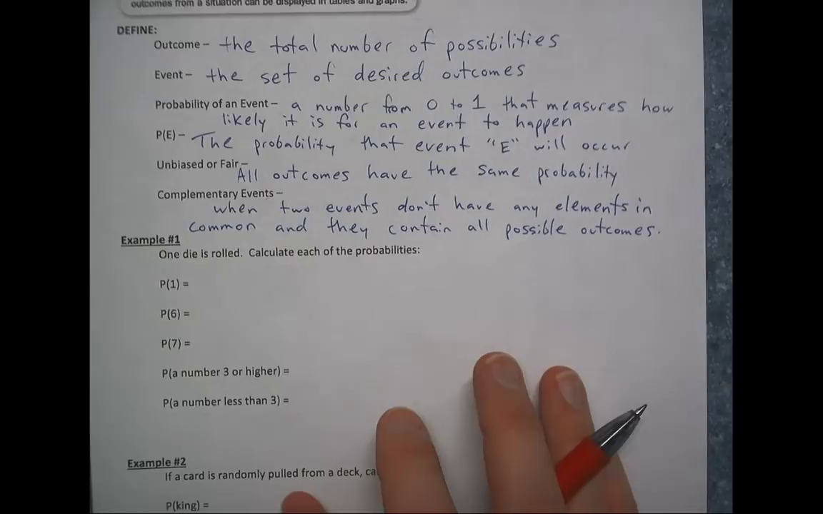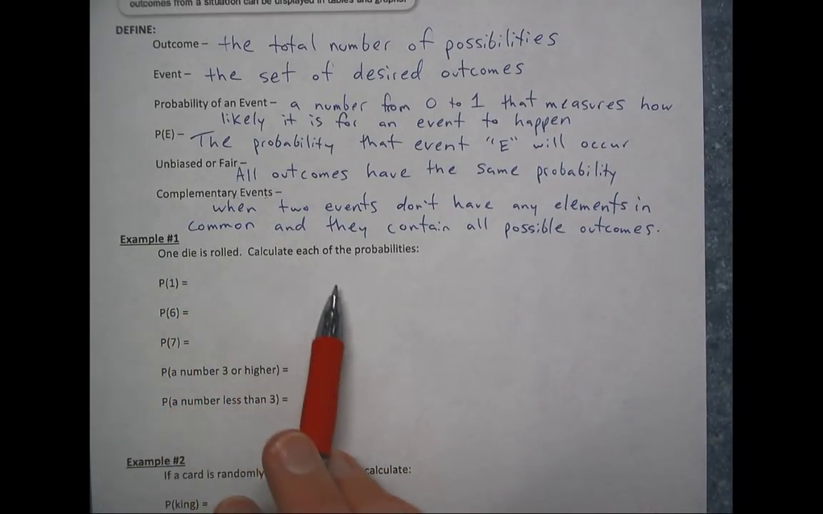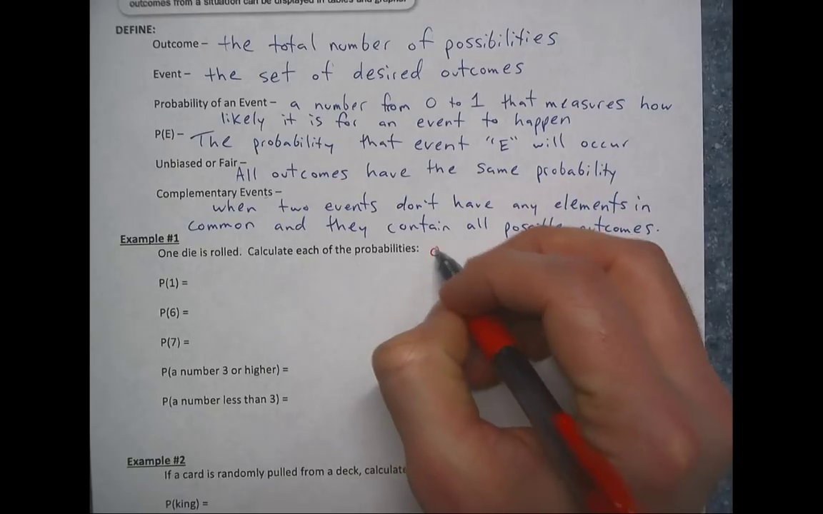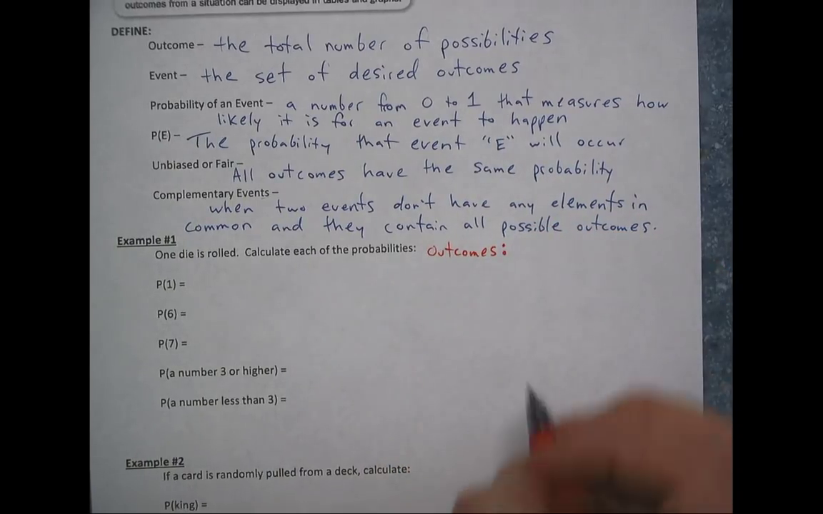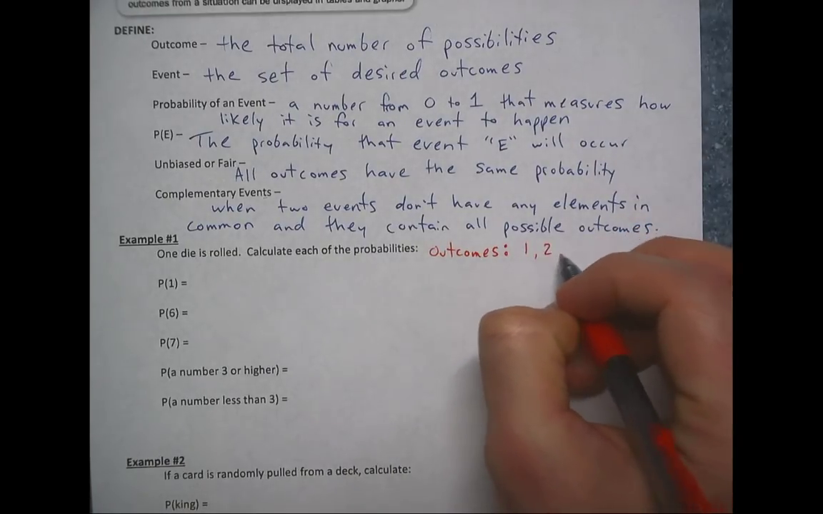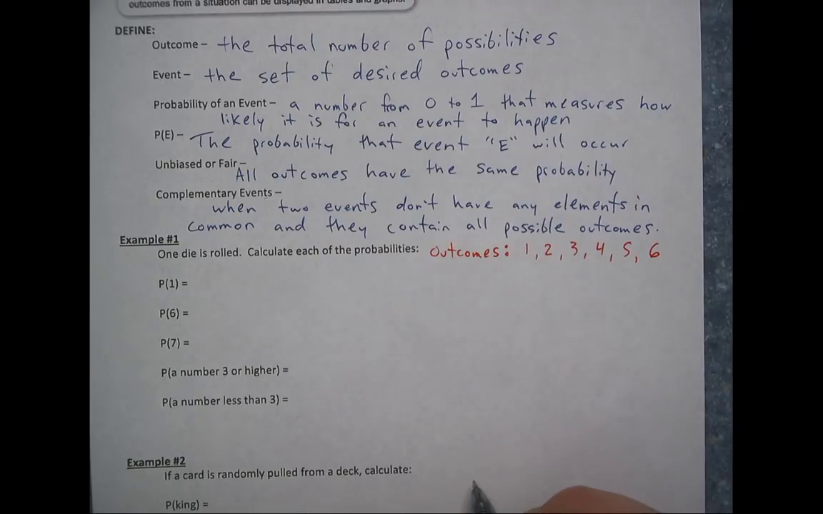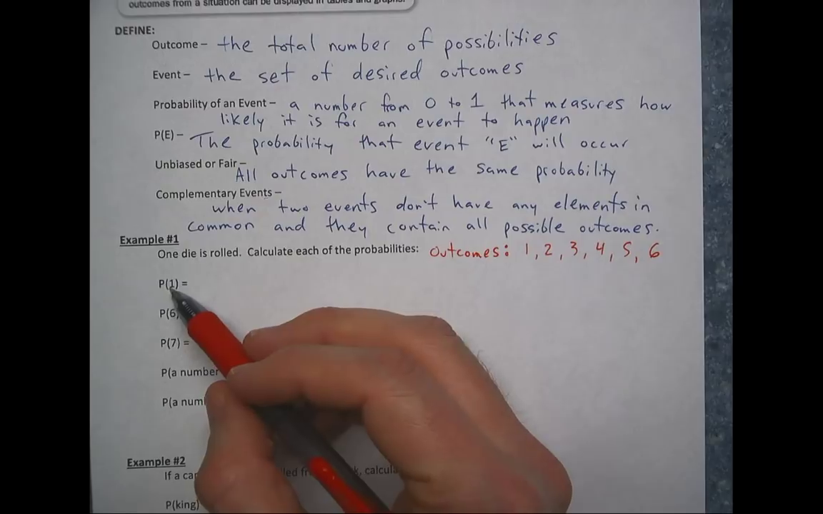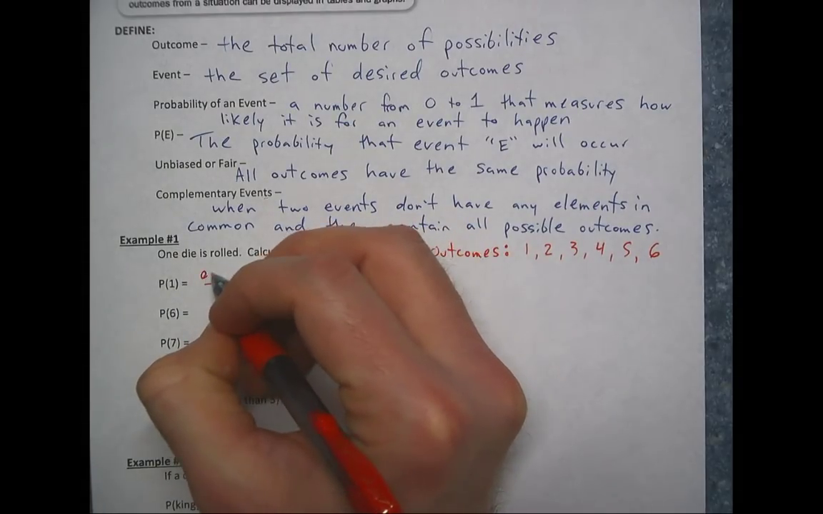So rolling into example 1, no pun intended. One die is rolled, that's a dice. One die is rolled. We're going to calculate each of the probabilities. So first of all, we want to think about, in a dice, how many outcomes are there? All the possible outcomes for rolling a dice. You could get a 1, 2, 3, 4, 5, or 6. Okay, so the total number of outcomes is 6. And so when it asks, what's the probability of getting a 1, you're going to put the event over the outcomes.